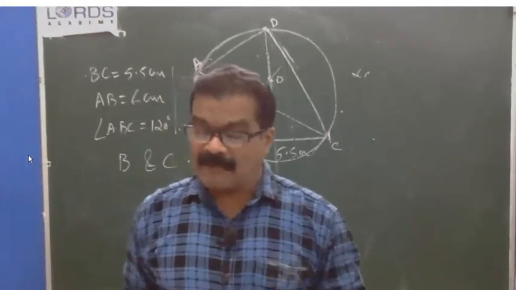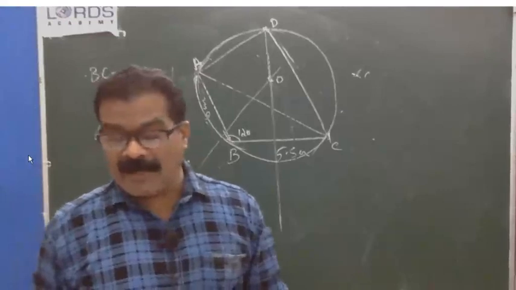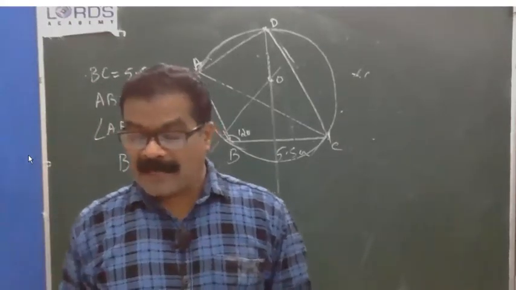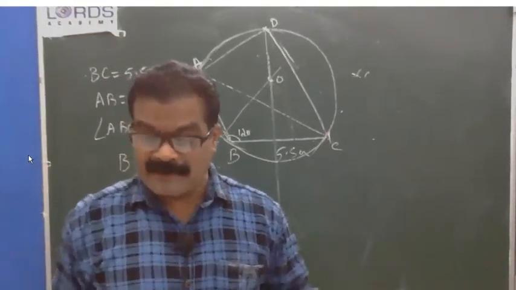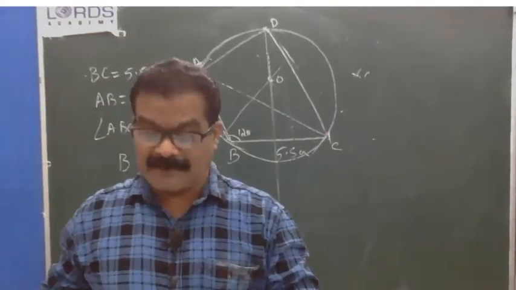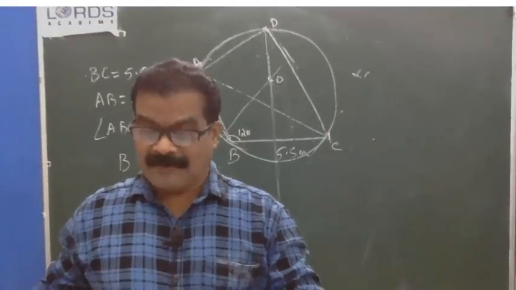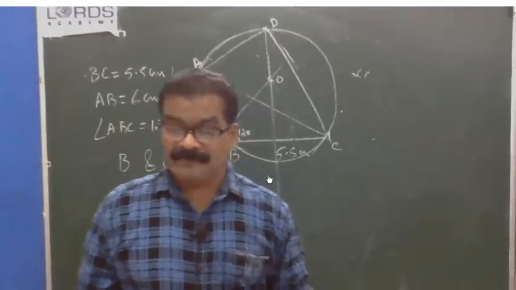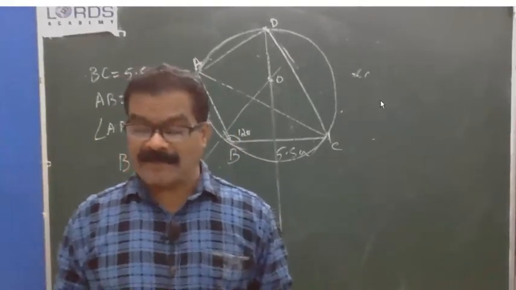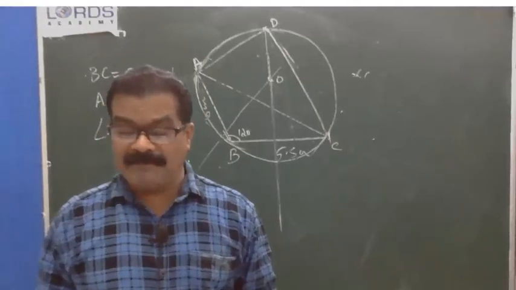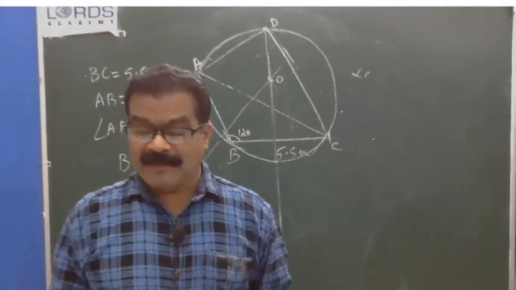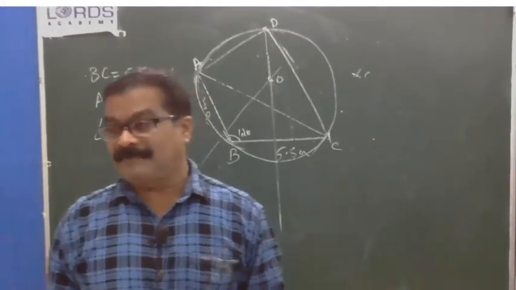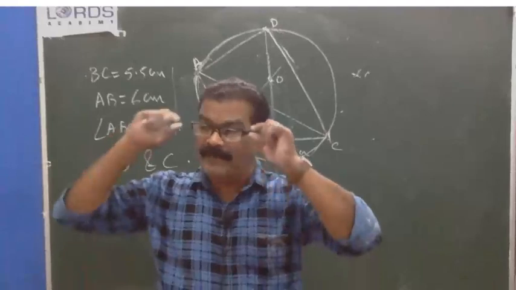Then next we can take question number 17. Construct a regular hexagon of side 4 centimeter. Construct a circle circumscribing the hexagon. Then we can do it now, all of you. Question number 17. Construct a regular hexagon of side 4 centimeter. Construct a circle circumscribing the hexagon. Any method you can adopt here.